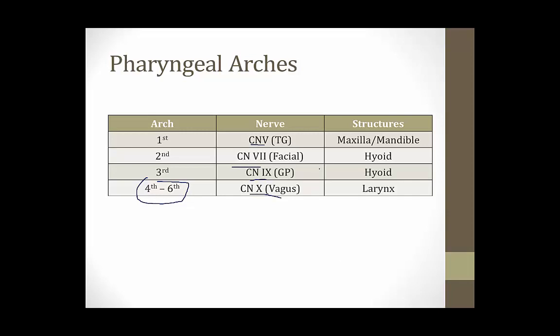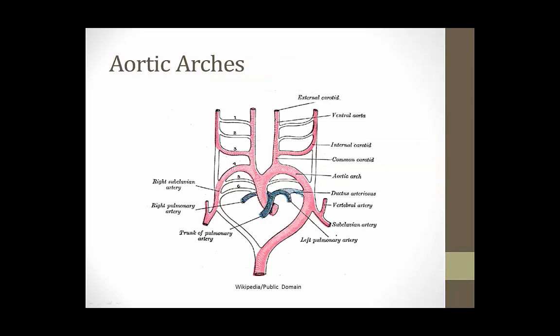And the key structures associated with the first arch are structures around the maxilla and the mandible. The second and third arches are associated with the hyoid bone, and finally the fourth through sixth are associated with the larynx. And here's a drawing of the aortic arches and what they develop into. You can find drawings like this in many textbooks.